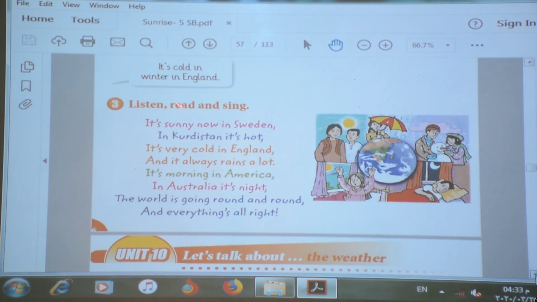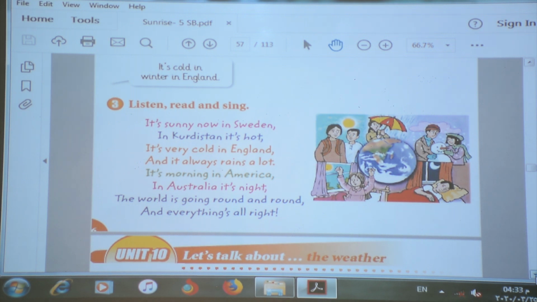It is sunny now in Sweden. In Kurdistan, it's hot. It's very cold in England and it always rains a lot. It's morning in America. In Australia, it's night. The world is going round and round and everything is all right.